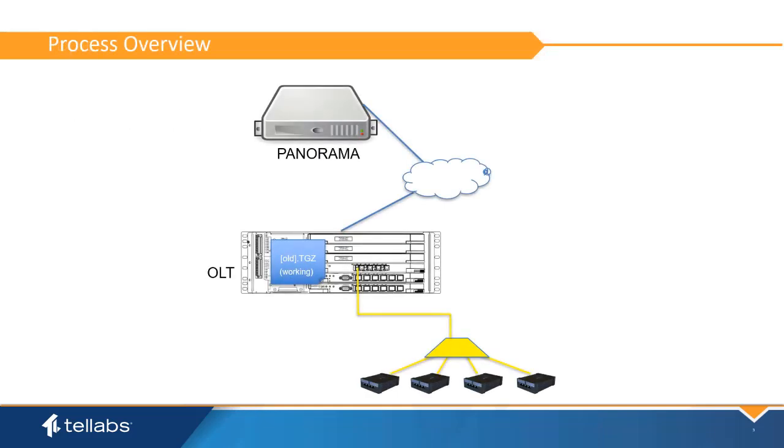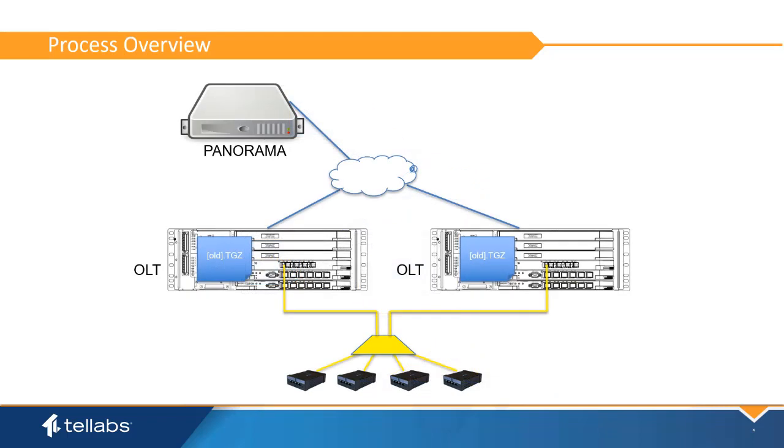The software upgrade process is a straightforward task that involves staging the software on the Panorama server, downloading the software to the system's secondary software bank, and then switching operation to the secondary bank. Without the use of a PON protection group to a secondary OLT, this process can interrupt service on the network for up to an hour or more. When PON protection is used, this downtime is reduced considerably.